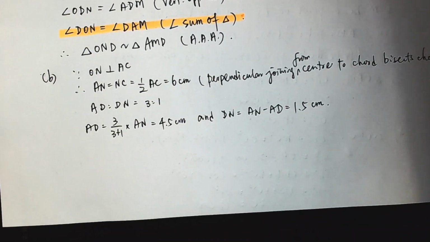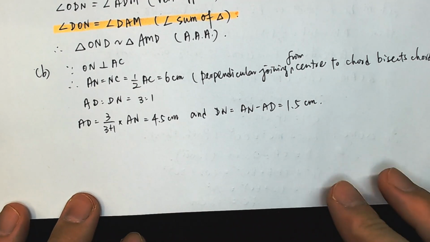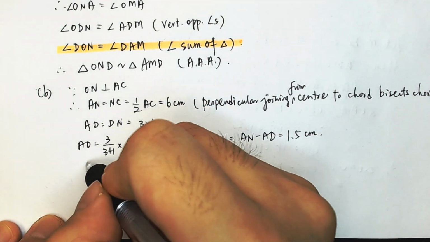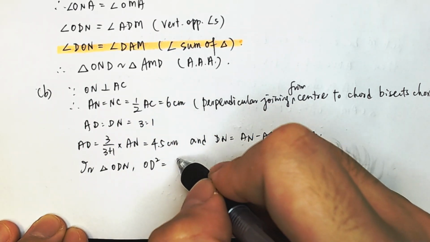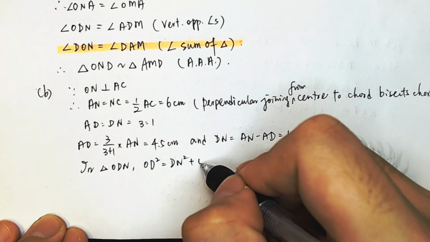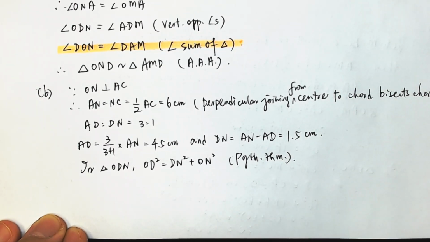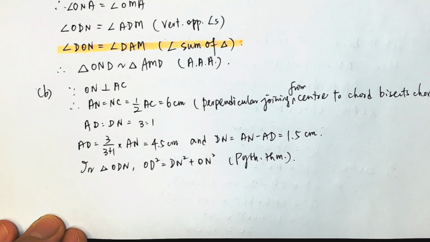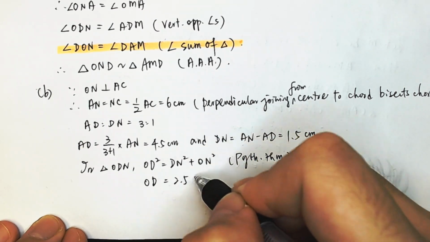Now we still need to have OD, because I would like to have the corresponding size, right? So in triangle ODN, we have OD square equals DN square plus ON square, the Pythagoras theorem. And DN is 1.5 and ON is 2, which is given. So you should have OD is 2.5 cm.